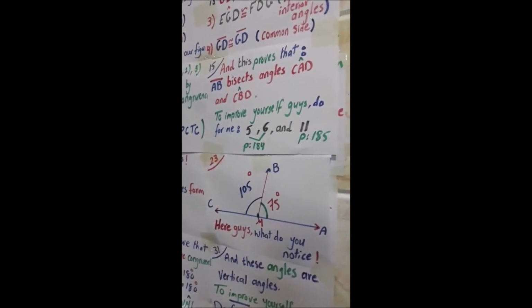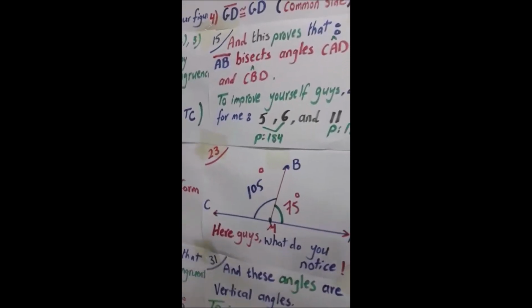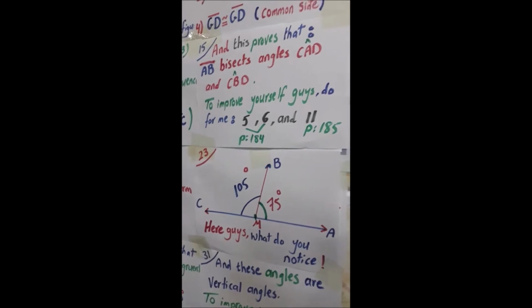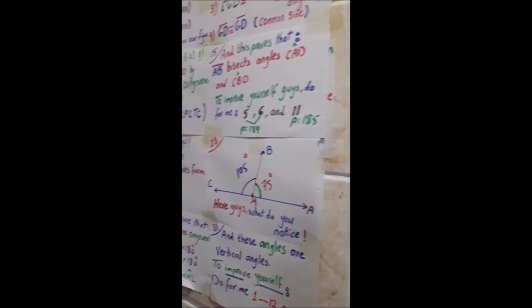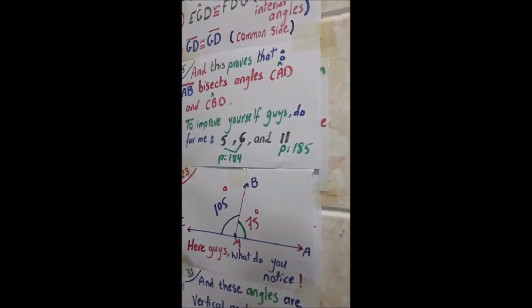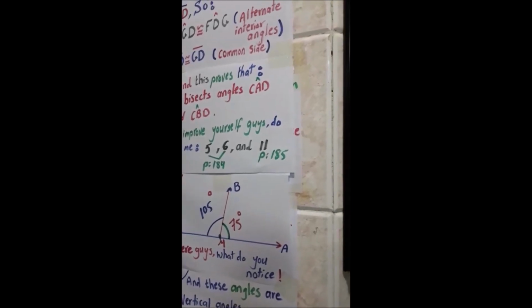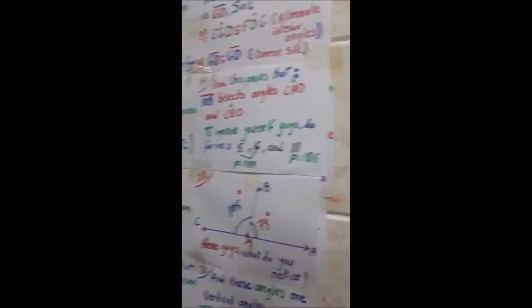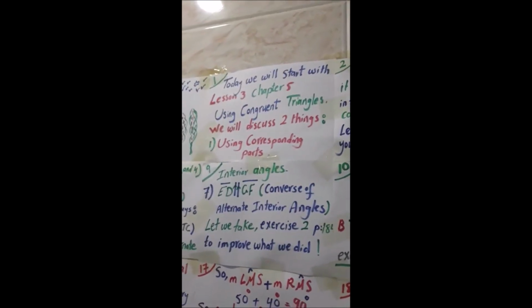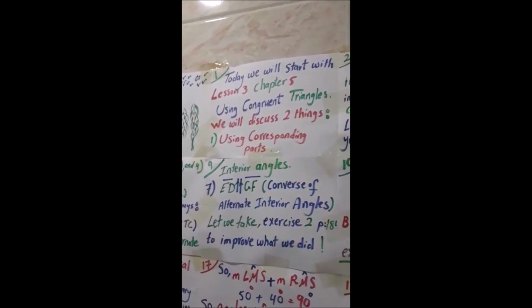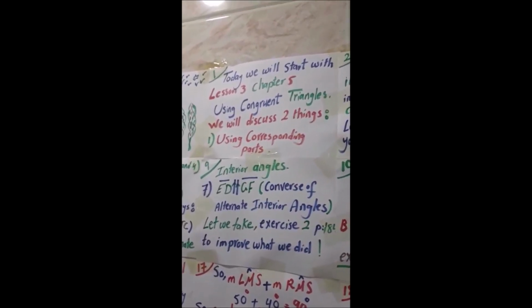To practice yourself, guys, please do number 5 and number 6 on page 184 and number 11 on page 185. Again, 5 and 6 on page 184 and number 11 on page 185. So guys, by this we finish the first part of today's lesson, lesson 3, chapter 5. We finish number 1, using corresponding parts.